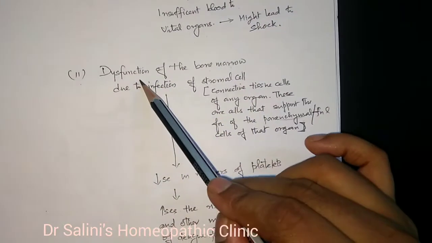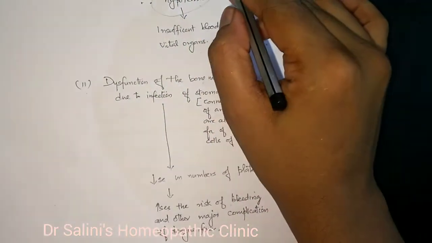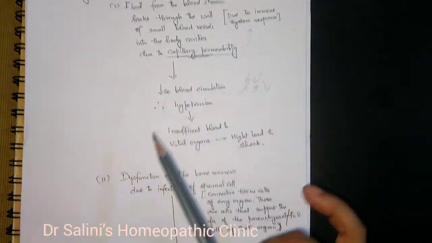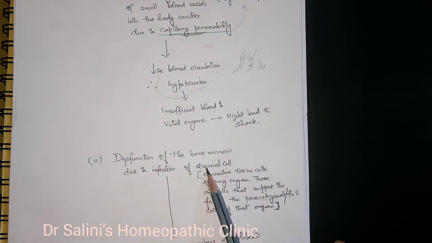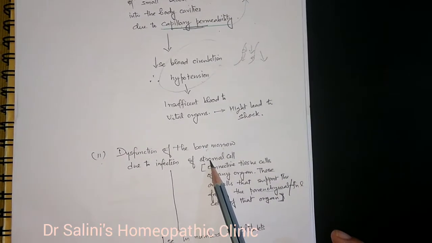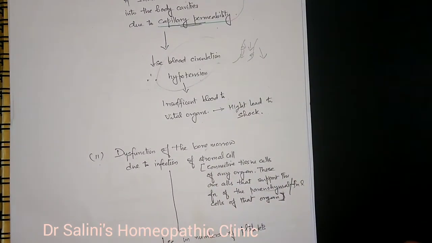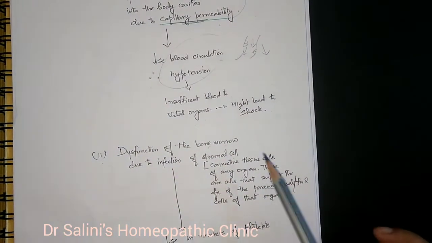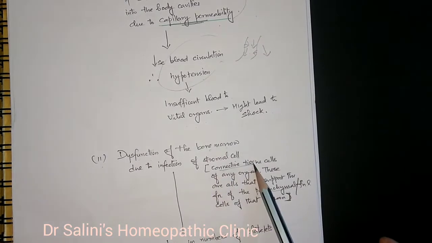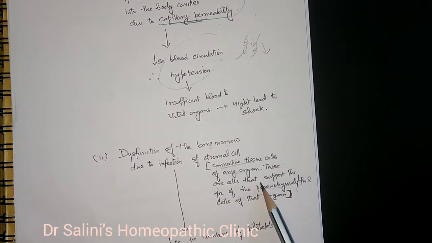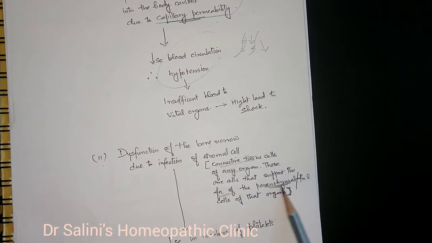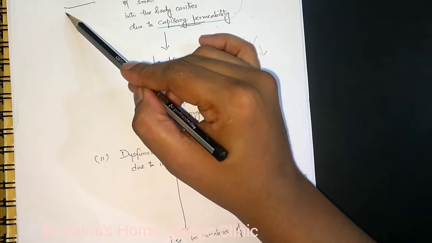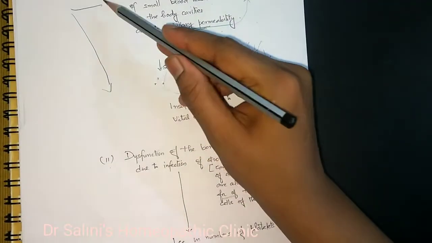Also, there will be dysfunction of the bone marrow along with the fluid leak of the bloodstream through the wall of small blood vessels. There will be dysfunction of the bone marrow due to infection of the stromal cells. Stromal cells are basically the connective tissue cells of any organ, which support the function of the parenchymal, meaning the functional cells of that organ. So in severity, the fluid leak happens and dysfunction of the bone marrow happens.